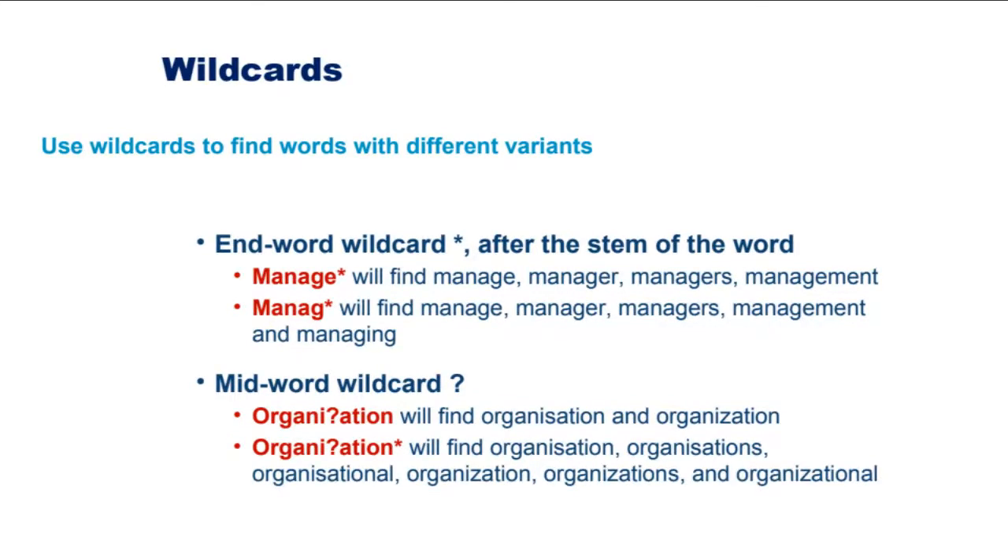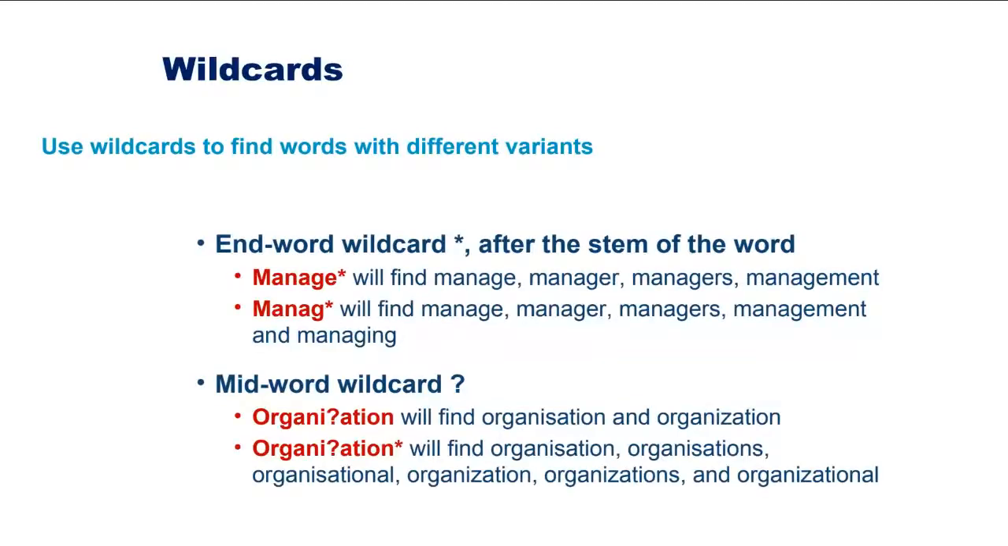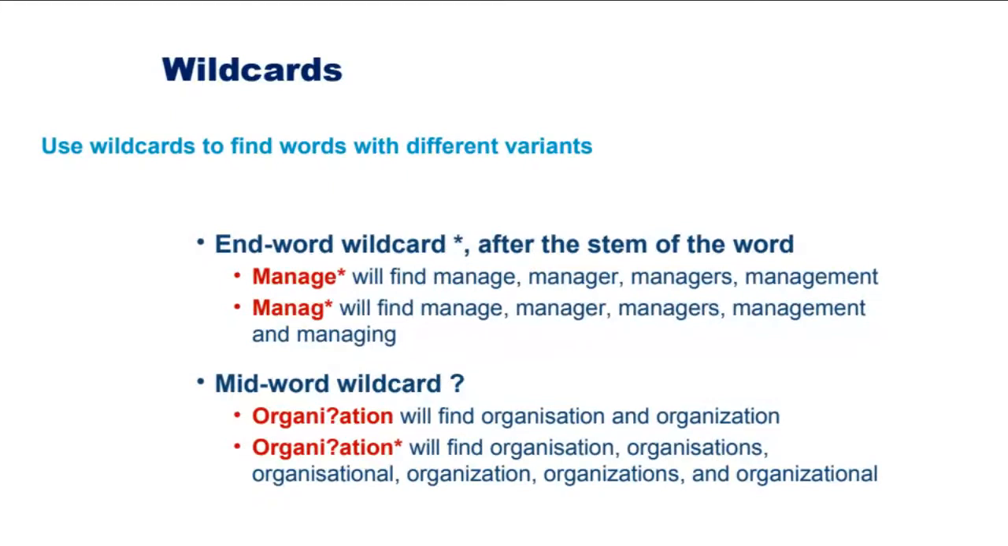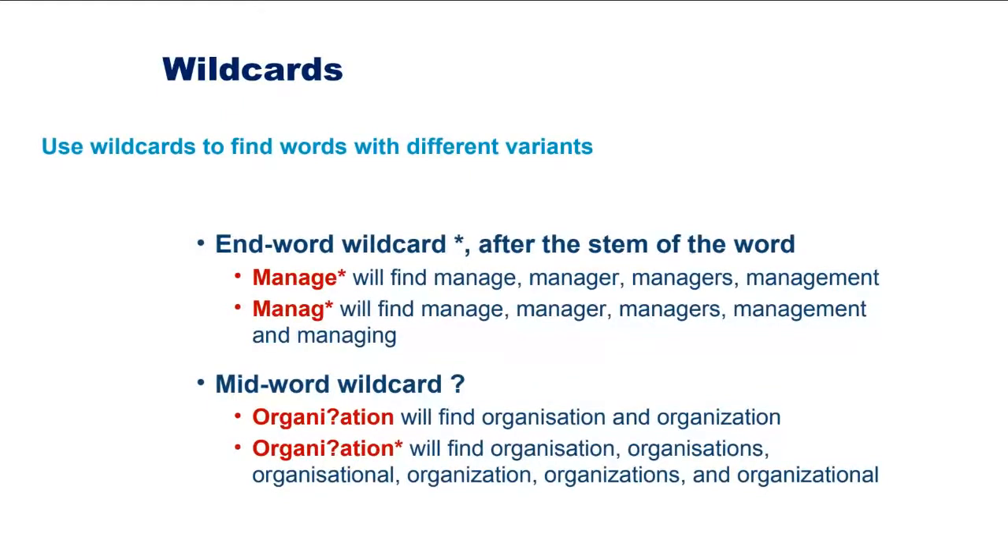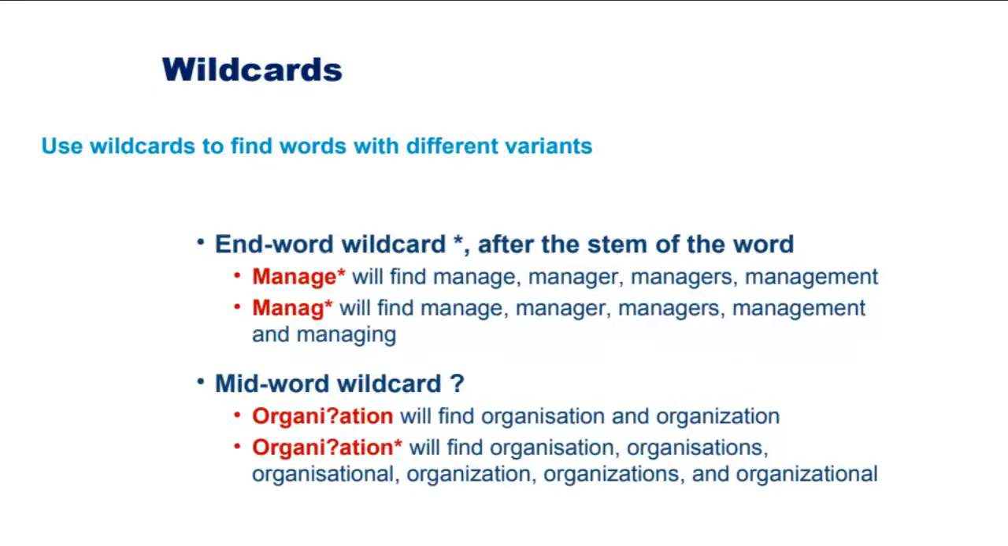Number one is the end word wildcard, which is an asterisk, which as you can see is a tiny asterisk, this one, which appears after the stem of the word. For example, if you put it at the end of the word manage, this part shown in the red color is the stem of the word. So if you put an asterisk here, when you search for articles, it will find all those articles which have the word manage, manager, managers, management. So instead of writing all these words separately, if you just put the asterisk, that will cover all these words.